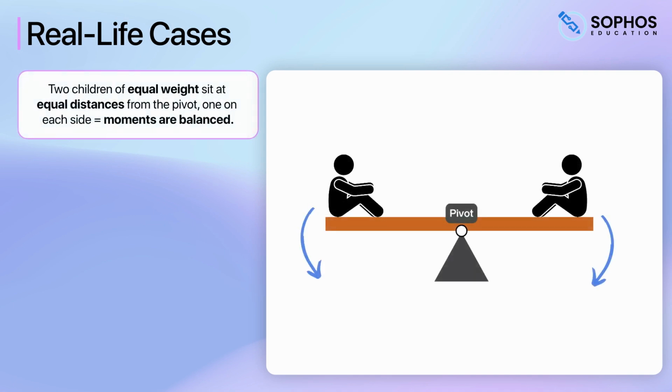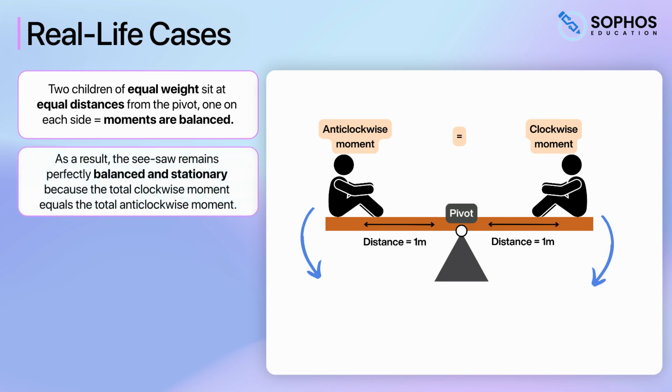The classic example to illustrate the principle of moments is a seesaw at a playground. Suppose two children of equal weight sit at equal distances from the pivot, one on each side. Here, the clockwise moment created by the weight of the child on one side is balanced by the anti-clockwise moment created by the weight of the child on the other side. As a result, the seesaw remains perfectly level because the total clockwise moment equals the total anti-clockwise moment. Hence, the seesaw stays balanced and stationary.